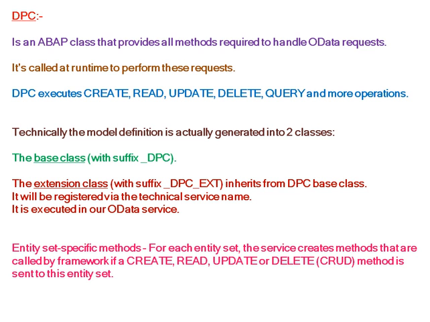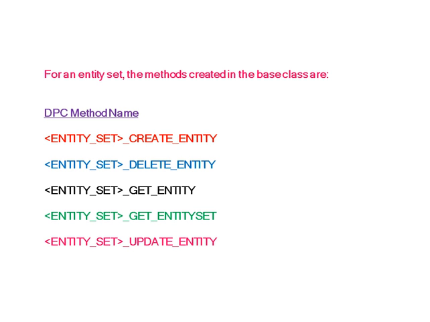Entity set specific methods: for each entity set, the service creates methods that are called by the framework if a create, read, update or delete request is sent to this entity set. For an entity set, the methods created in the base class are entity set create entity, entity set delete entity, entity set get entity, entity set get entity set, and entity set update entity.